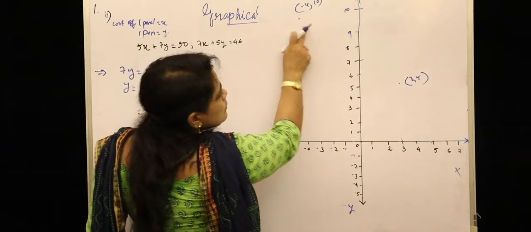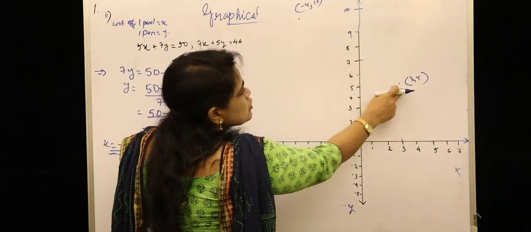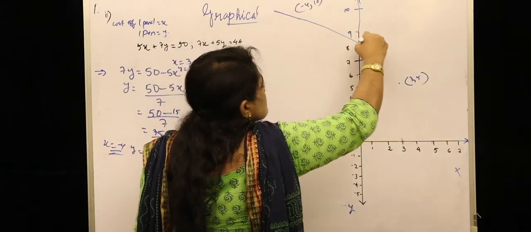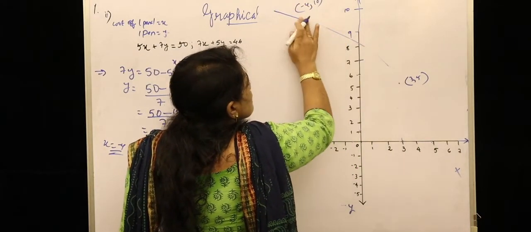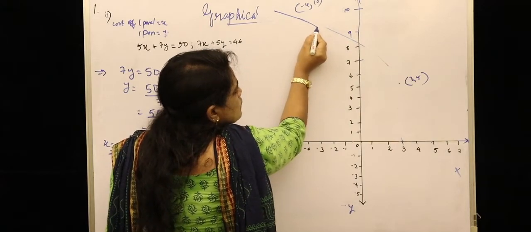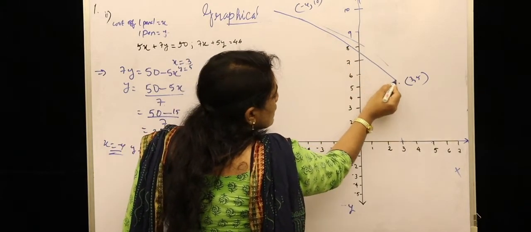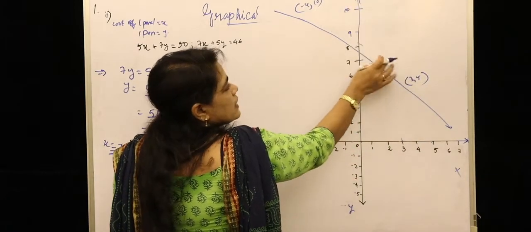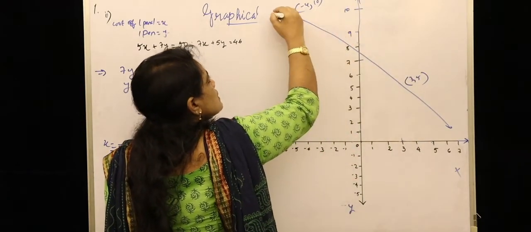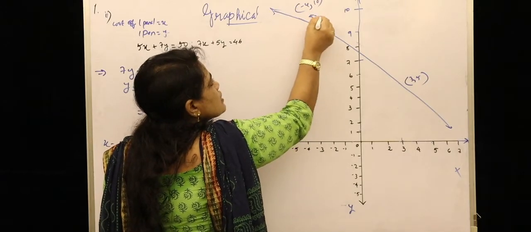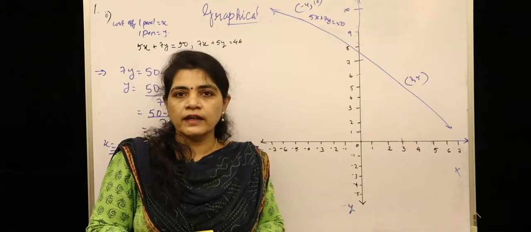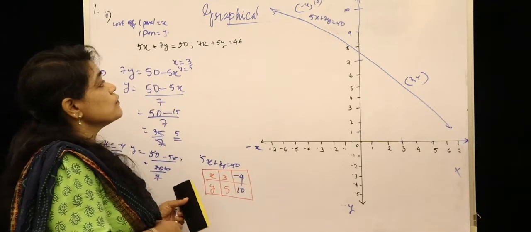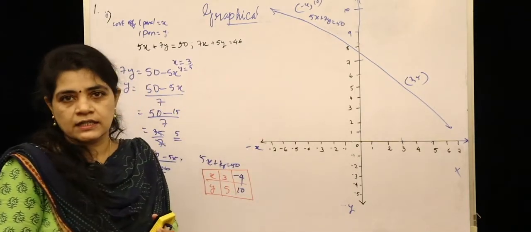And joining these 2 points with your scale, this is the line for the first equation, that is 5x plus 7y equal to 50. So you can write that name for this line, that is 5x plus 7y. We are going to find the solutions for the second line, that is 7x plus 5y equal to 46.